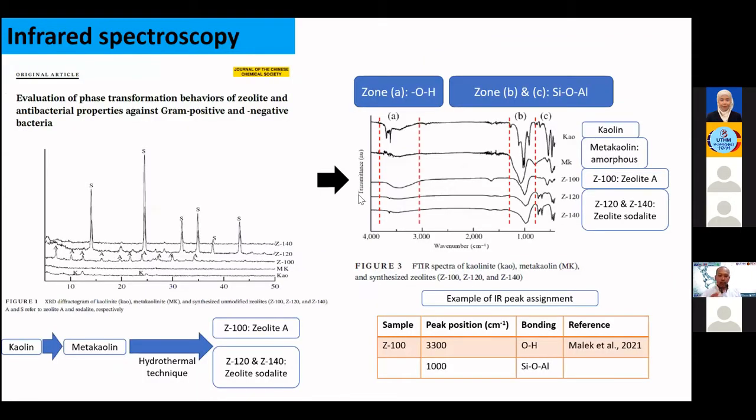Okay, infrared spectrum. If you see here, this is one of my results from my paper, where this is the XRD pattern and this is the infrared spectrum. So they actually support each other. And for the IR spectroscopy, the result from here we can put in the form of a table. We call it the IR peak assignment. We assign those peaks to the bonding, and we can put in a reference, showing that this is from Malek et al.